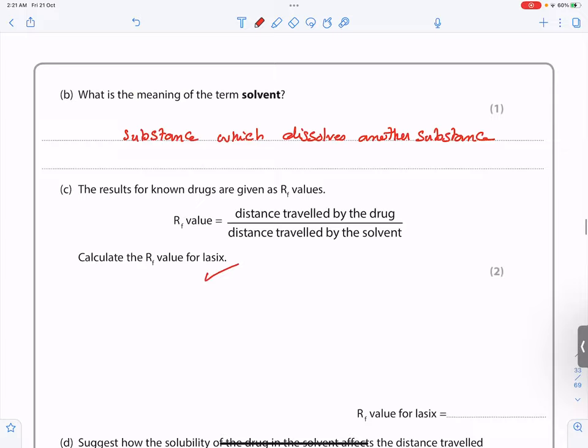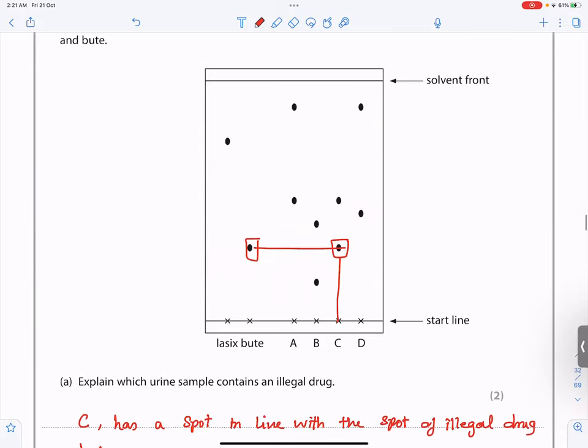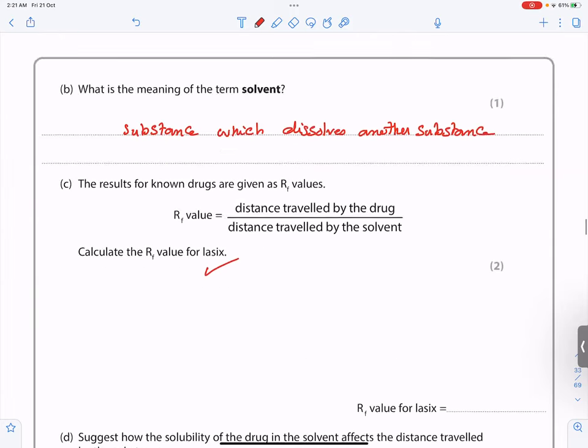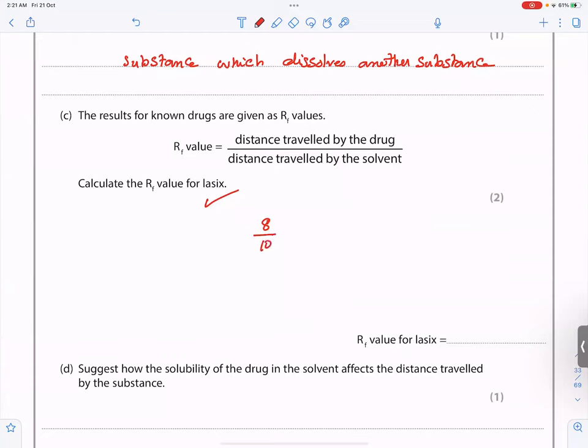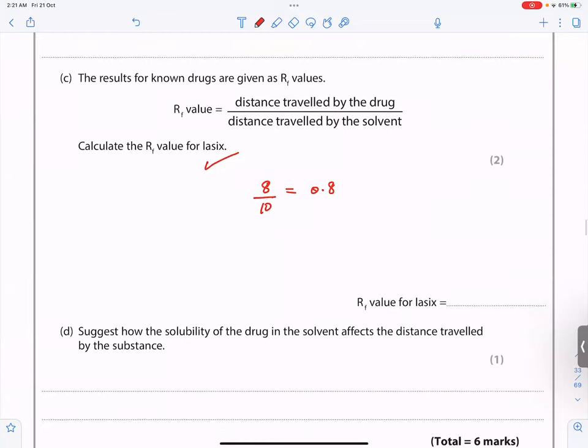محتاجين نحسب ال RF للازك. يبقى نجيب الرولر ونجيب distance traveled by LASIK from the baseline ونعملها dividing على distance traveled by the solvent front from the baseline. وليكن دي تقريبا 8 ودي تقريبا 10 سنتي، يبقى 10 سنتيمتر و 8 سنتيمتر. يبقى احنا نعمل 8 over 10 تطلع حوالي 0.8. هي الvalue المفروض تطلع معاك من 0.73 ل 0.77.